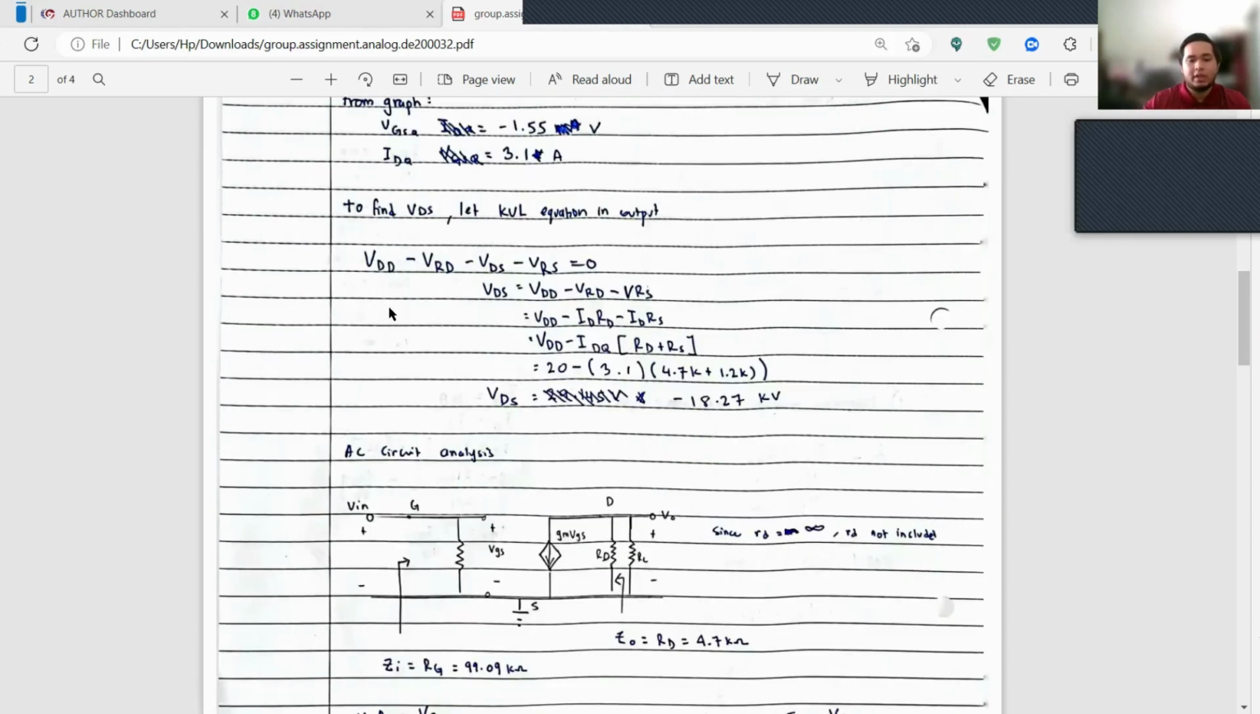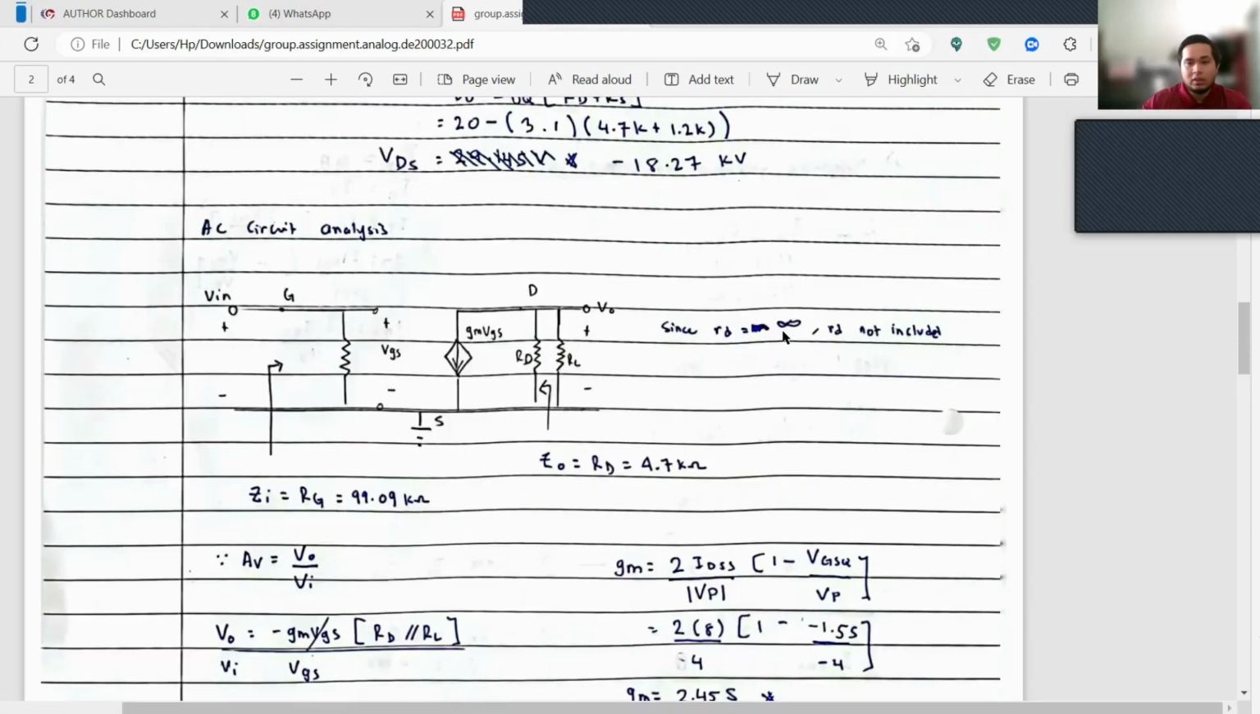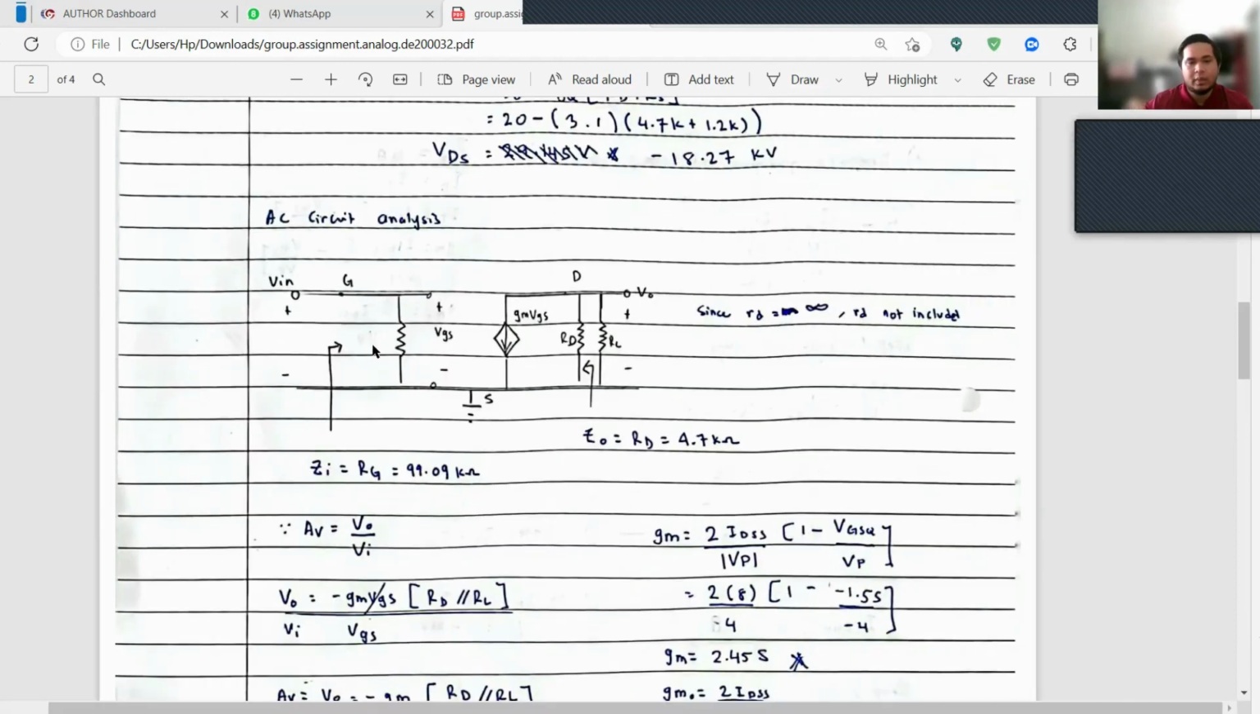So for circuit analysis, this is our circuit analysis. Since RD equals infinity, RD is not included in AC analysis. So Zin equals RG, sorry for the mislabeling. So this is RG, 99.09 kilo. So this is Zout equals RD equals 4.7 kilo.